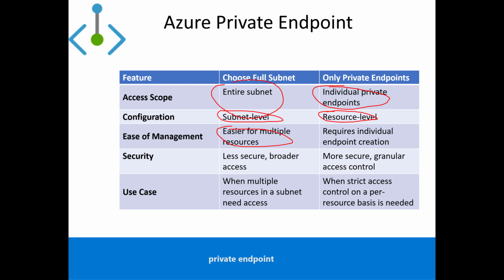But if we work with zero trust in the security part, we need not allow the whole subnet to access that SQL server. The private endpoint requires individual endpoint creation. For the security part, the entire subnet option is less secure, and the private endpoint is more secure with granular access control.